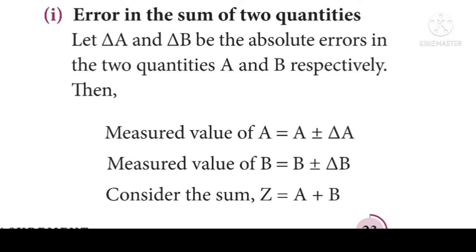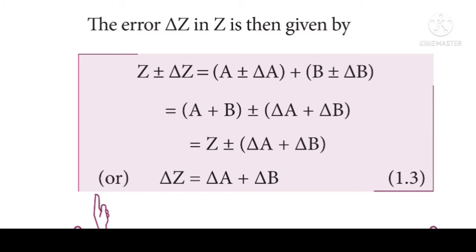Let us consider the sum of these two measured values, which can be written as Z is equal to A plus B. The error del Z in Z is given by Z plus or minus del Z is equal to A plus or minus del A plus B plus or minus del B, which is equal to A plus B. Take plus or minus outside. Within the bracket we write del A plus del B, where we know that A plus B is equal to Z. Then A plus B is replaced as Z plus or minus del A plus del B.